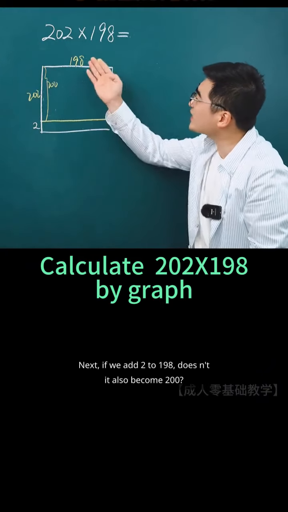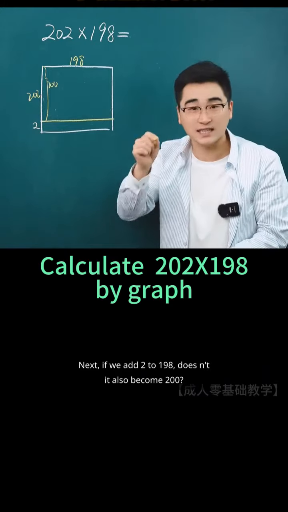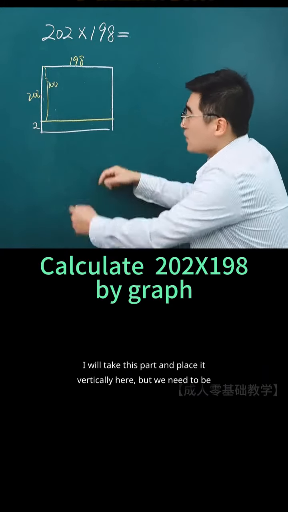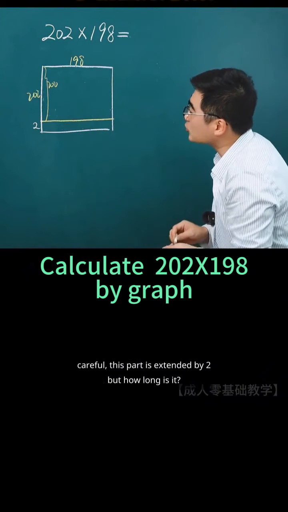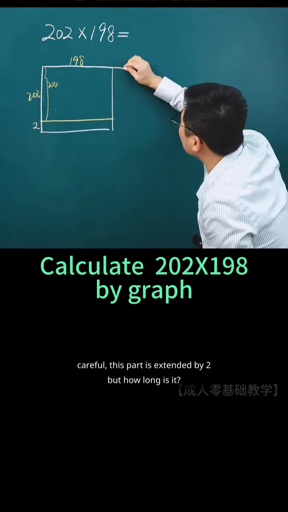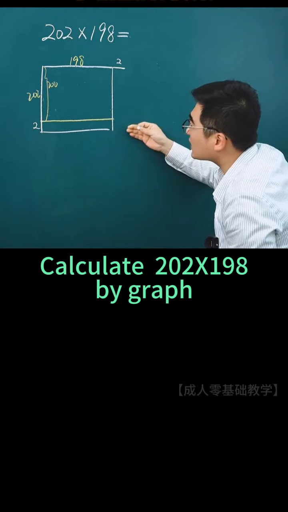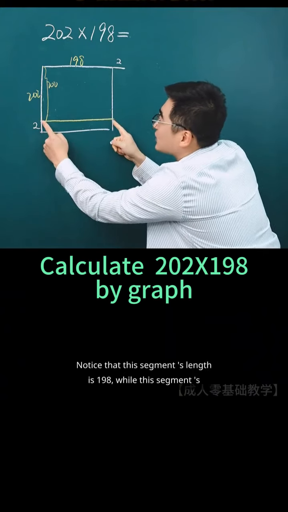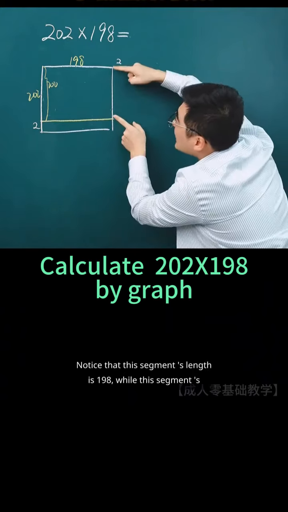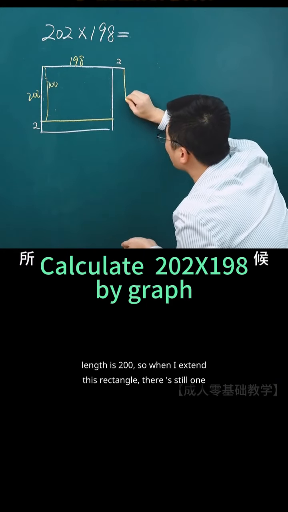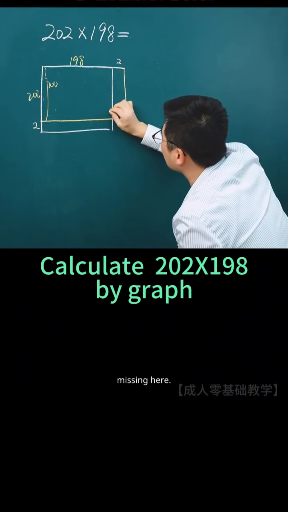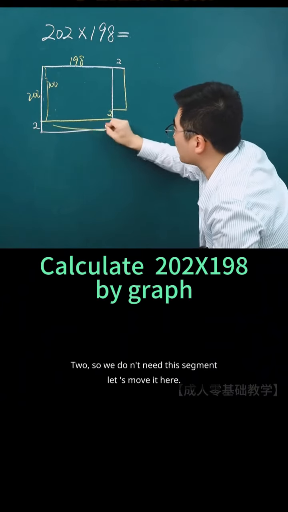Next, if we add 2 to 198, doesn't it also become 200? I will take this part and place it vertically here, but we need to be careful. This part is extended by 2. But how long is it? Notice that this segment's length is 198, while this segment's length is 200. So when I extend this rectangle, there's still 2 missing here. So we don't need this segment.